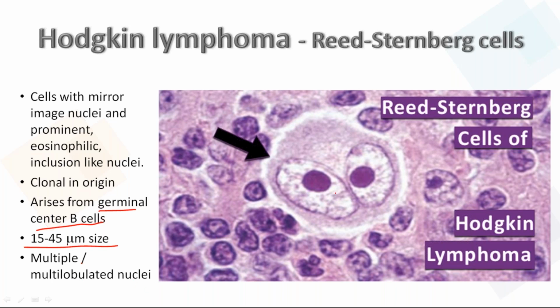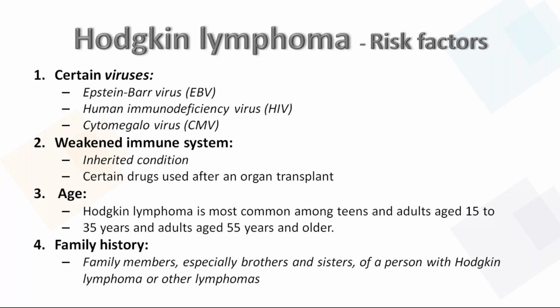Sometimes multiple nuclei may be there, usually mirror image cells. Actually, large cells you can see. This is typical of a Reed-Sternberg cell. The diagram is also easy to draw in the examinations. Always try diagrams. So the exact etiology, nobody knows actually. We can only think of risk factors.